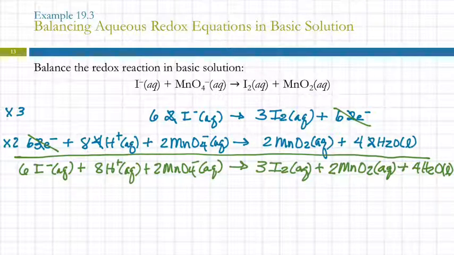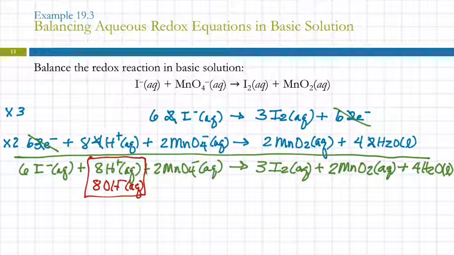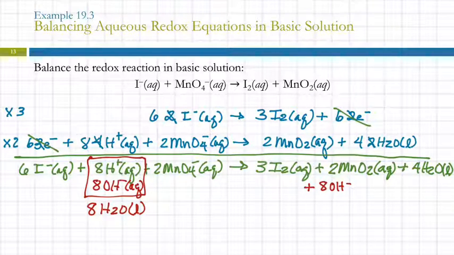So what I want to do now is get rid of those hydrogen ions. So I have 8 hydrogen ions. I'm going to add the same number of hydroxide ions. So I'm going to add 8 hydroxide ions. And what these are going to do is make 8 water molecules. I need this to be a balanced equation, so I have to do the same thing to both sides. Over here, I don't really have room, I'll just write it underneath, plus 8 hydroxide ions. Got to do the same thing to both sides.